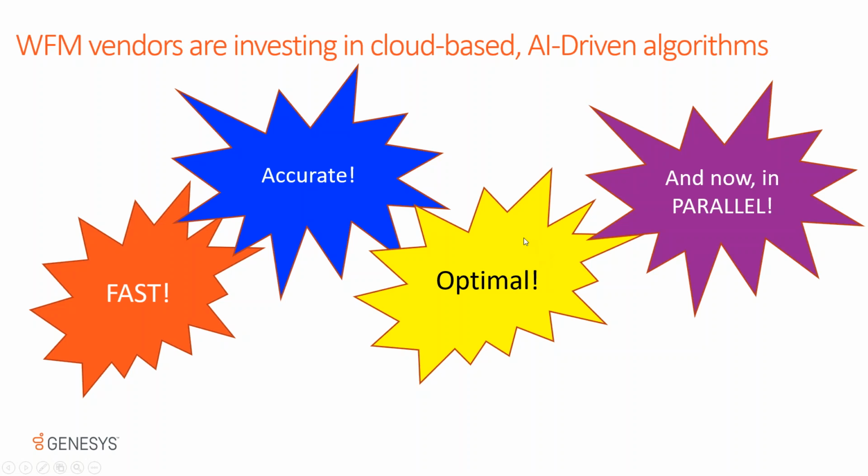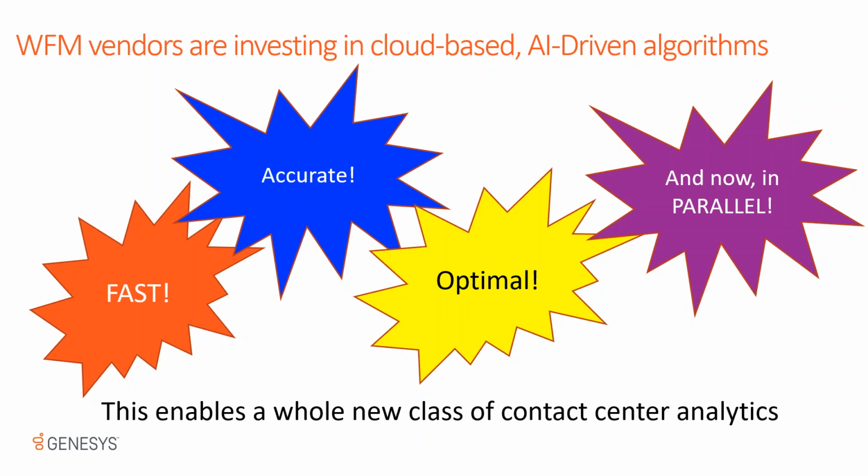But here's the coolest thing about cloud computing. It also allows us to solve all of these things in parallel, which means instead of solving one schedule and it taking, nowadays in the cloud, 5 minutes to solve a schedule, I can actually send up 100 schedules to run at the same time in parallel and have them all come back in 5 minutes. Now think about what that allows us to do. It enables a whole new class of contact center analytics.